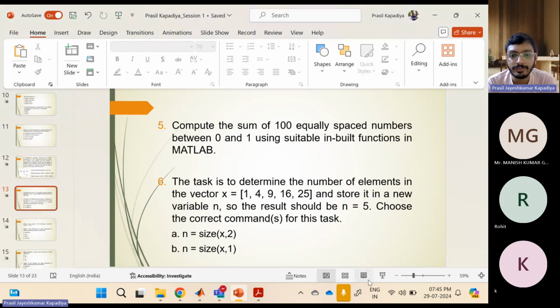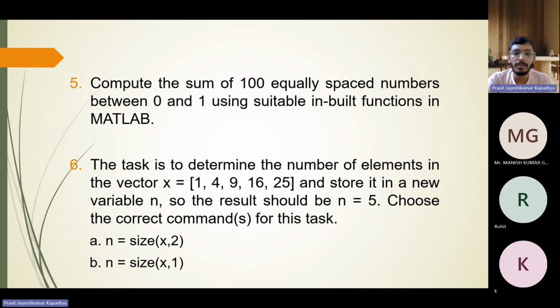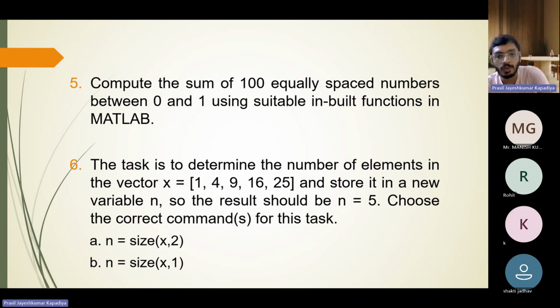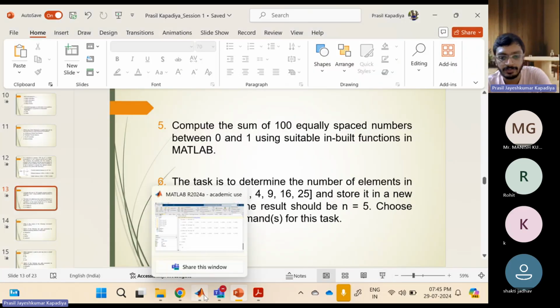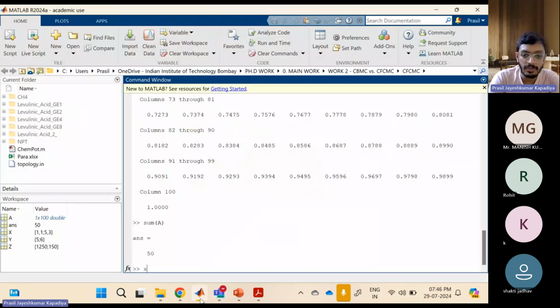So let's move ahead. The task is to determine the number of elements in the vector X. Number of elements means size of the matrix, and store it in a new variable n so that n should be equal to 5. So let's say my X is equal to 1, 4, 9, 16, 25. So what is the size of this matrix?